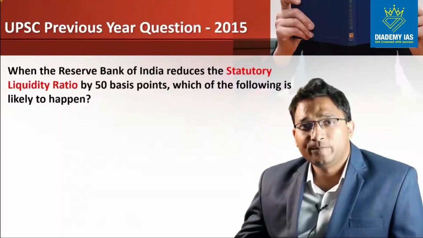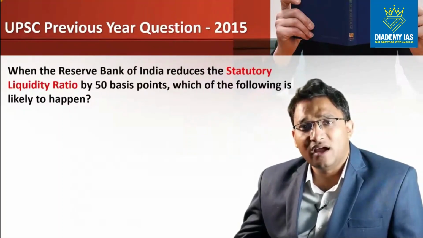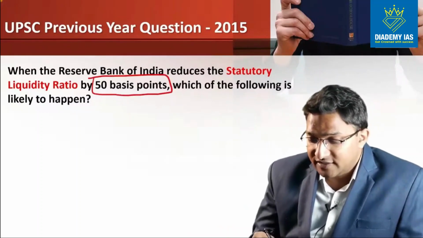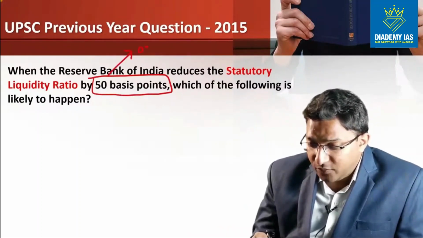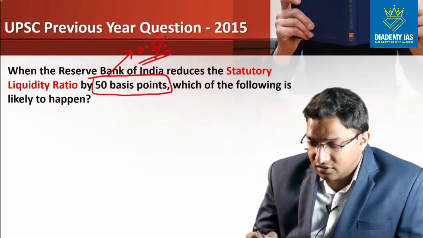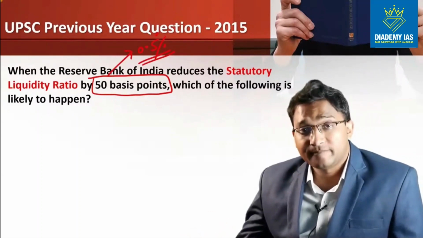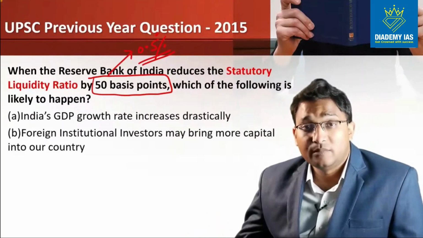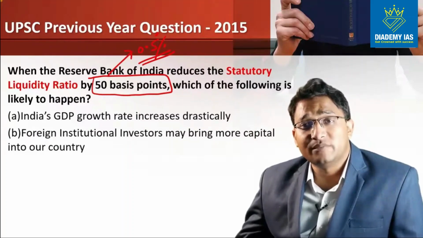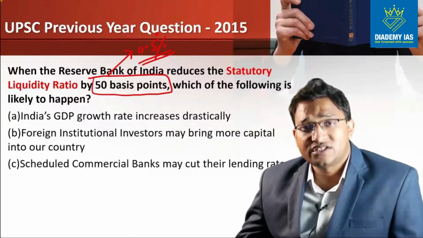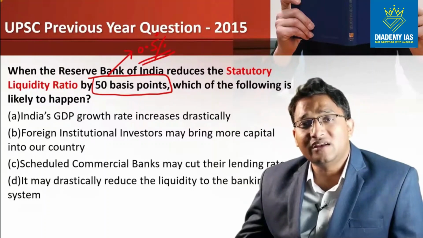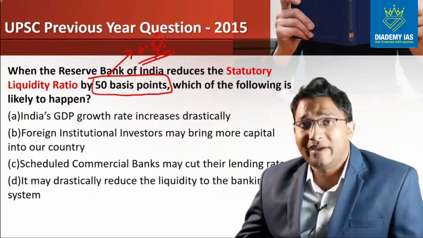Next question, 2015. When the Reserve Bank of India reduces the statutory liquidity ratio by 50 basis points. So what is the meaning of 50 basis points? That means 0.5 percentage, right? Which of the following is likely to happen? A. India's GDP growth rate increases drastically. B. Foreign institutional investors may bring more capital into our country. C. Scheduled commercial banks may cut their lending rates. Option D. It may drastically reduce liquidity to the banking system.